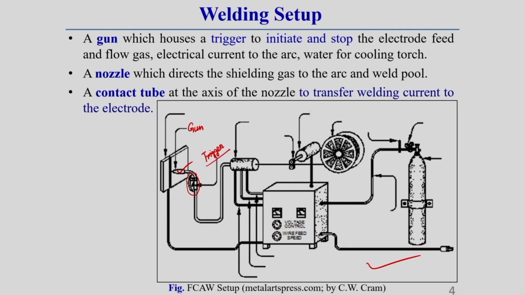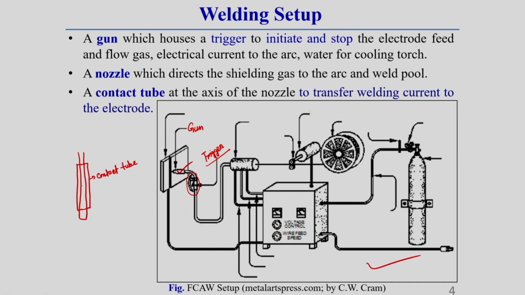In this gun there is a nozzle, which is used to direct the shielding gas to the arc and weld pool. Let me show this gun a little more clearly, then it will be clearer to you. Let this be the electrode; this electrode is passing through a tube. This is called the contact tube.